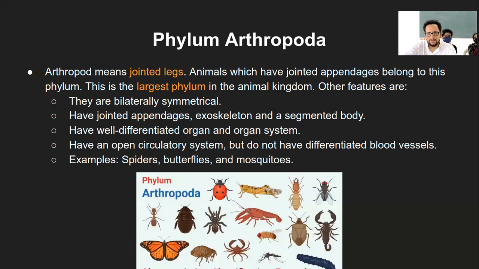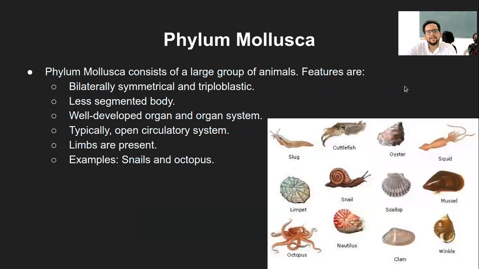Okay, so then I will move forward. Then next one is phylum Mollusca. So mollusc is something like soft, right? That means a soft body. So this phylum Mollusca is again another large group of animals which are bilaterally symmetrical. So they can be distinguished into two halves, triploblastic. And that means they are again having three germ layers. They have less segmented body.